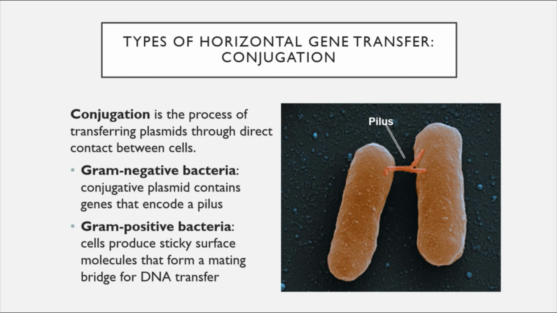Gram-positive bacteria have a slightly different approach. These cells produce a sticky surface called a mating bridge, and it is through that sticky mating bridge that the DNA plasmids are able to transfer.